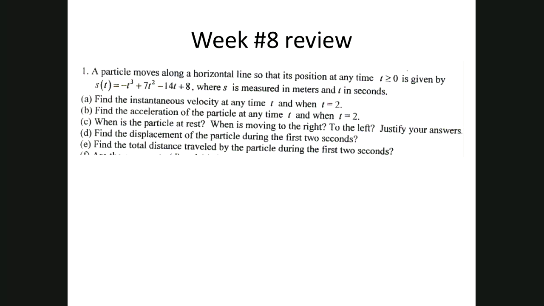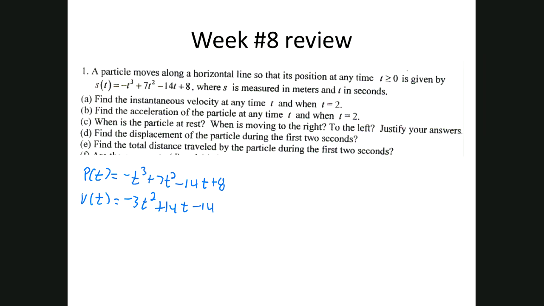I always consider these to be position functions. So my position function at any given time is equal to negative t to the third plus 7t squared minus 14t plus 8. Okay, and then it says find the instantaneous velocity when time t is equal to 2. Well, instantaneous velocity is the first derivative of position. So I'm going to find the velocity function, which is negative 3t squared plus 14t minus 14. And now all I have to do is plug in 2 into here.